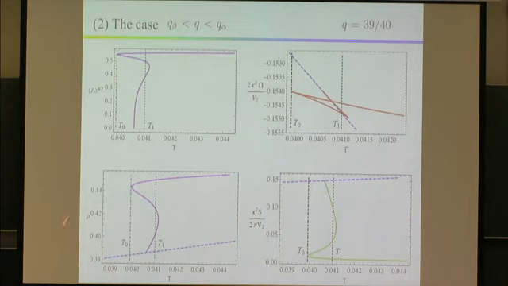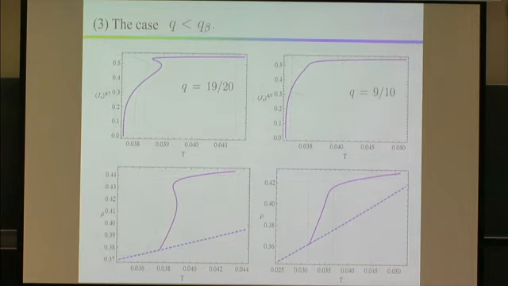This is the charge density behavior. Also, you have the 3 branches. This is the entropy case. So in the third case, Q is less than Q beta. We take two examples: one is Q equal to 19/20, another is 9/10. You will see their behavior is different.